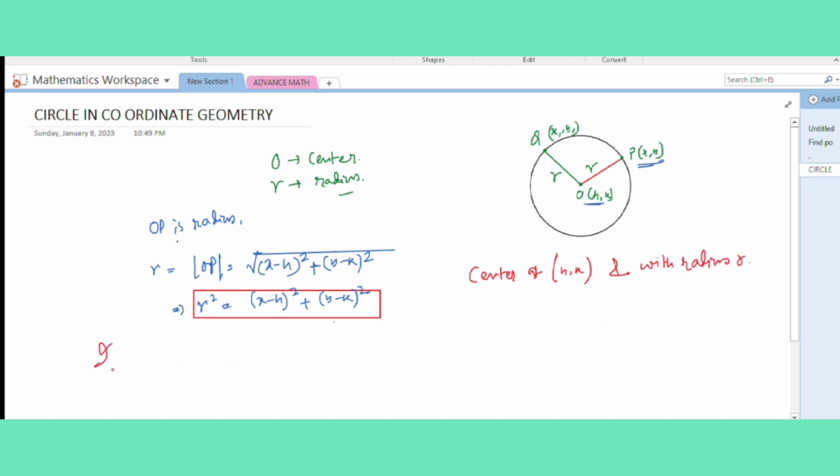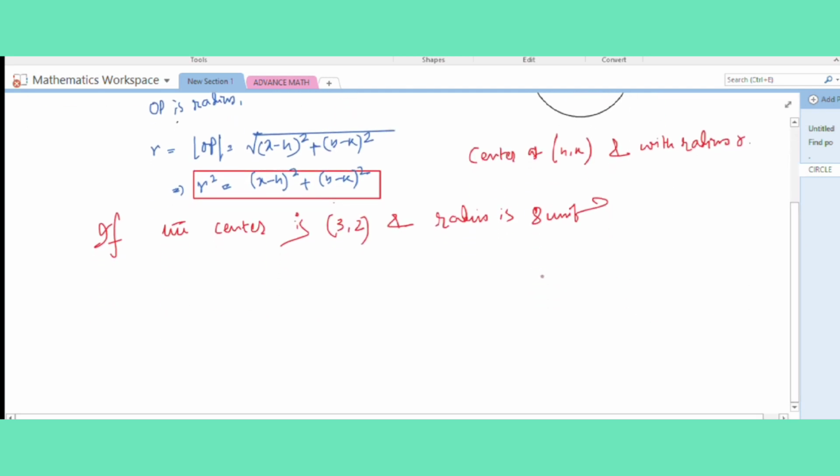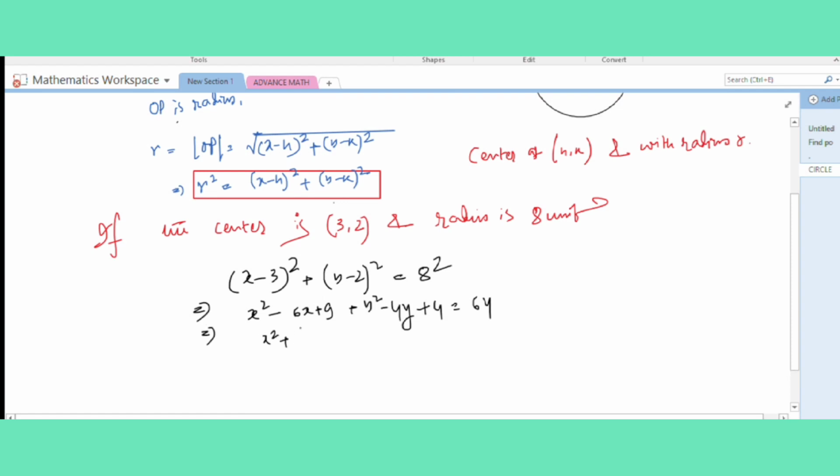So for example, if the center is (3, 2) and the radius is 8 units, then what will be the equation of the circle? Our equation will be x minus 3 whole square plus y minus 2 whole square equals 8 square. If I evaluate, it will be x square minus 6x plus 9 plus y square minus 4y plus 4 equals 64. By calculating, we get x square plus y square minus 6x minus 4y equals 64 minus 13, or 51. So this is the equation of the circle.